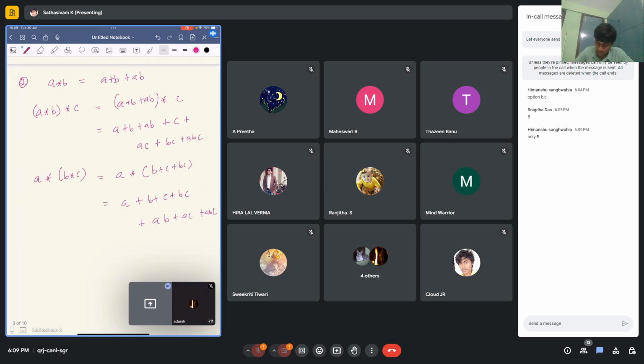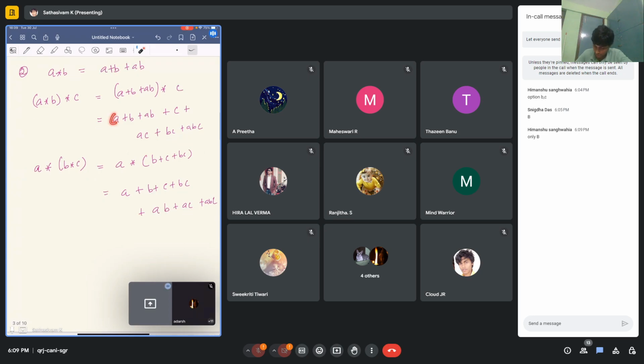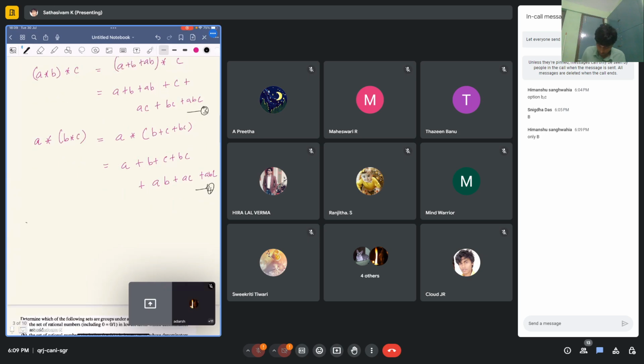Now let's check whether everything is the same in these two. Here is A, here is A, here is B, here is B, C is also there. We have AB here, AC here, and BC is also here. ABC is there. So these two terms are actually equal. Let me call them 3 and 4. So 3 equals 4, which implies the star is associative.